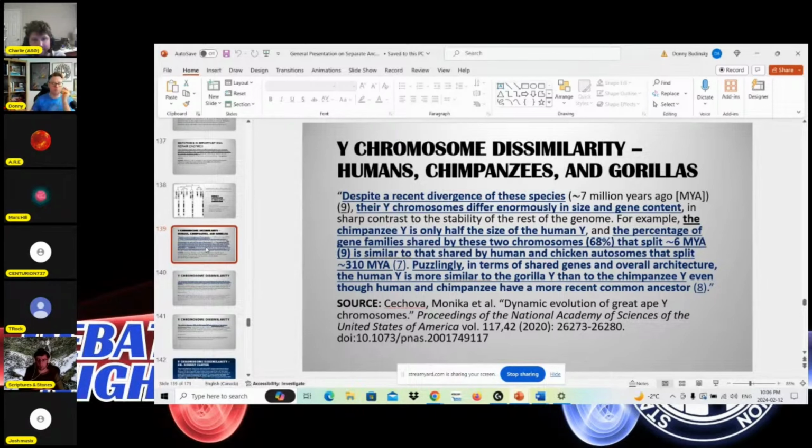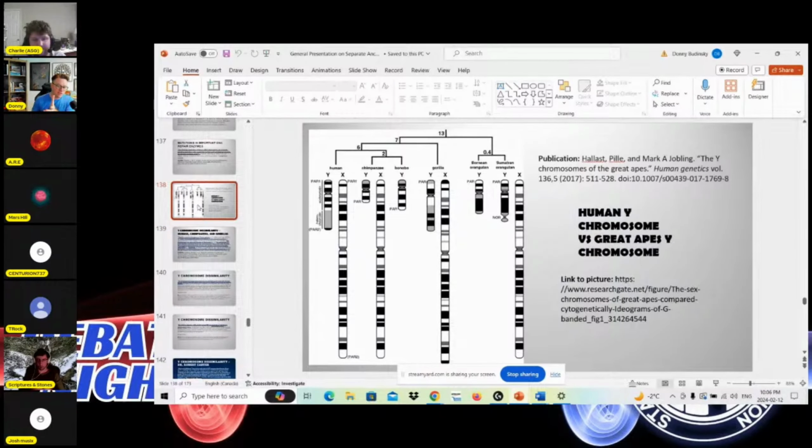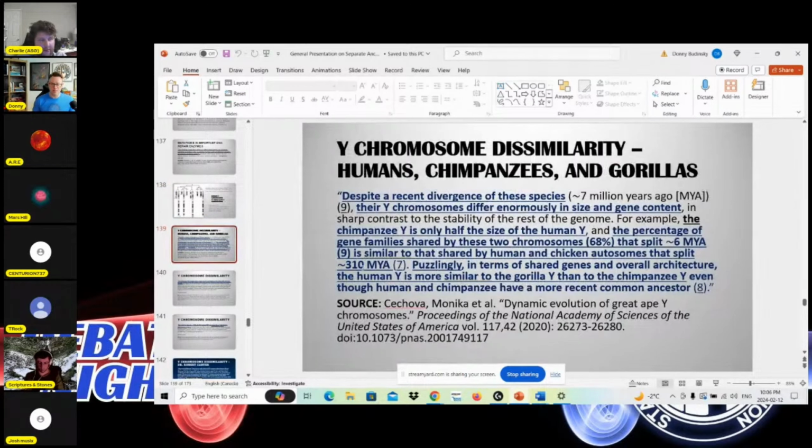Of course, we're coming at this from 2 different angles. So why I believe this is significant is because I would argue this is one piece of evidence that can help differentiate between the models. From the separate ancestry perspective, this is not really a surprise because we predict that humans and chimpanzees will find data that contradicts them being related. This is from a 2020 paper. Okay, so this is from the conventional literature. It's not from creationist literature. And they admit, despite a recent divergence of these species, their Y chromosomes differ.